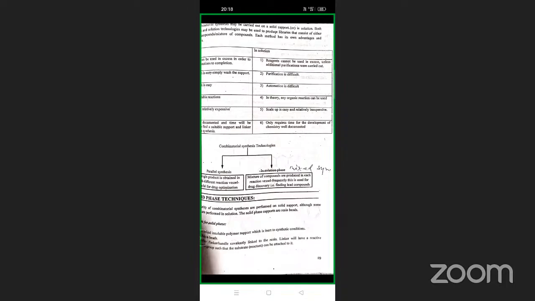So in the solid support reactions or the solid phase reactions, generally, it is easy to perform here, right? The solid phase reactions are very easy to perform, okay? And the solution phase reactions are somewhat difficult when you compare with the solid phase here.